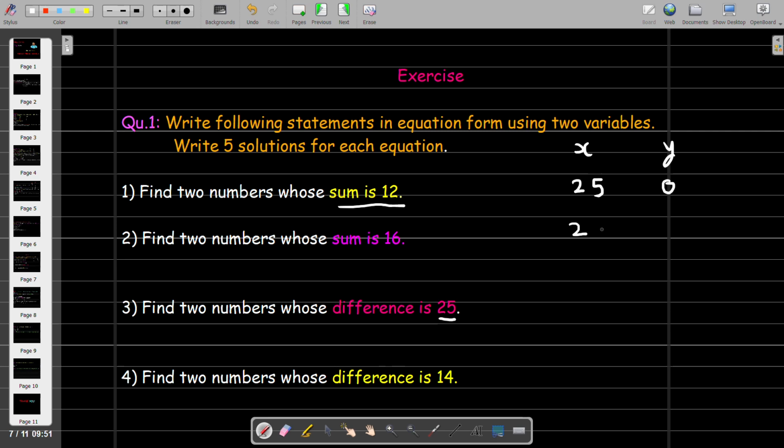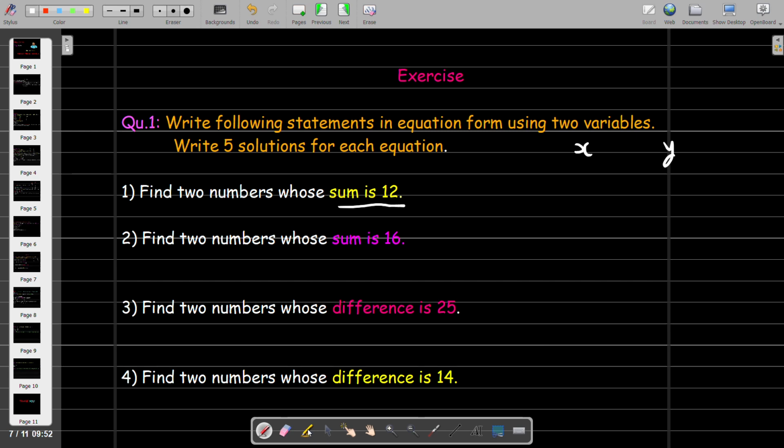25. If we take the value of x equal to 26, we subtract this difference from the greater number x. Therefore we write here 26 minus 25, how much? 1. We will get the value of y equal to 1. Suppose the value of x is 27, then we subtract 25 from x. Therefore 27 minus 25, we will get how much? 2. In this way we find the values of x and y whose difference is 25.